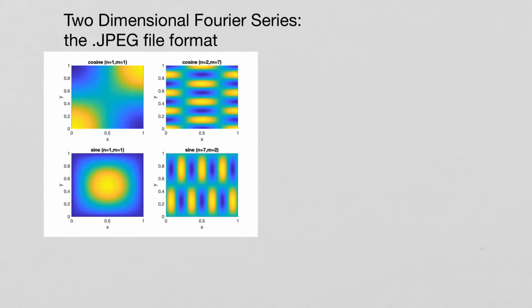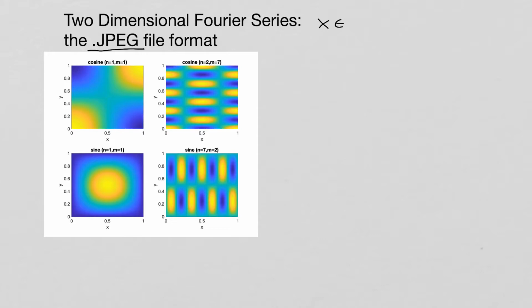Hello and welcome. Today we're going to be talking about two-dimensional Fourier series. And it turns out this is related to something that you're probably familiar with before. That is the JPEG file format. Probably one of the most widely used formats for images in the world. And it turns out that it is effectively a Fourier series. So let's talk about Fourier series in two dimensions.